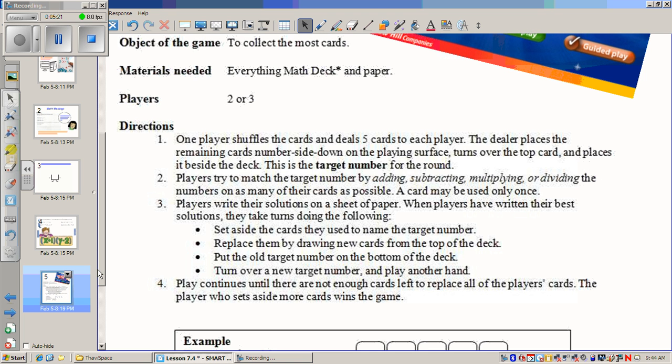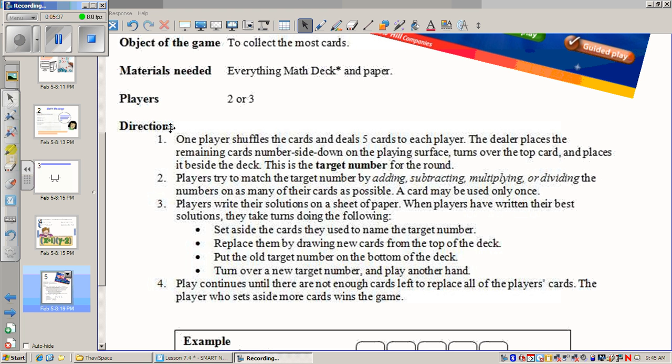When players have written their best solutions, they take turns doing the following. Set aside the cards they have used to name the target number. Replace them by drawing new cards from the top of the deck. Put the old target number on the bottom of the deck. Turn over a new target number and play another hand.